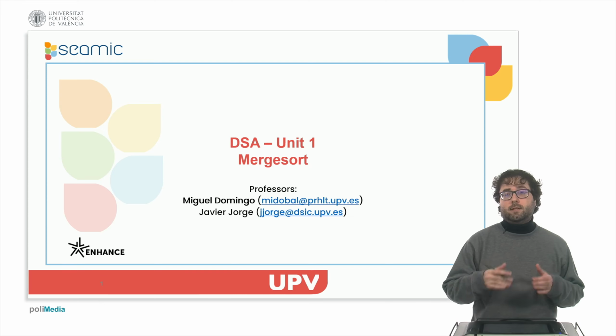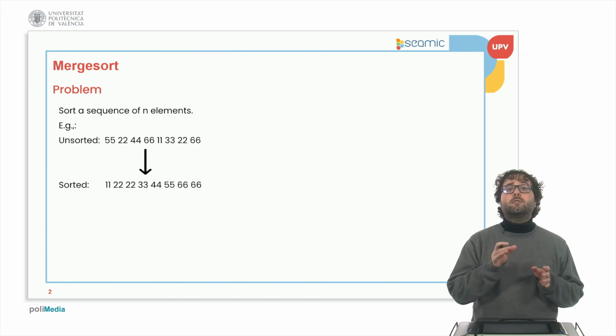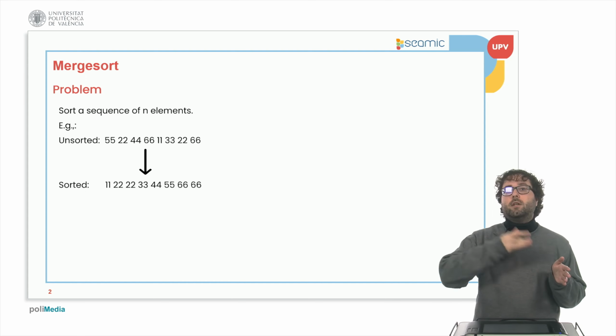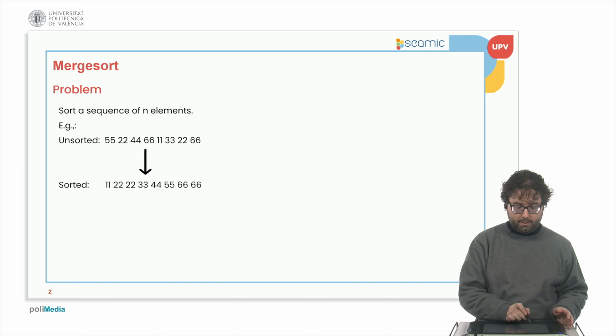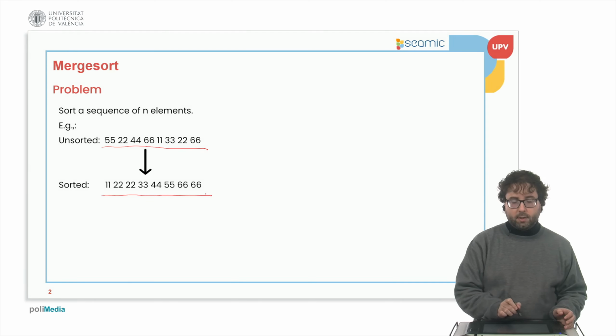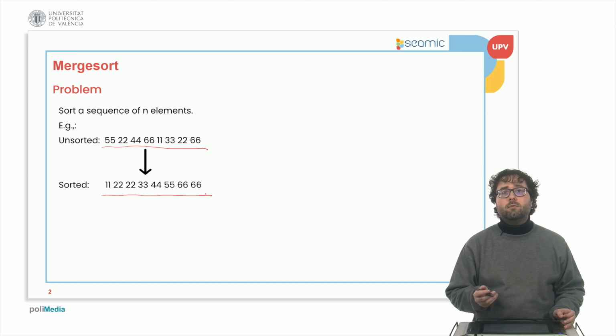This algorithm is a sorting algorithm that, given an unsorted sequence, generates a new sequence with its values sorted from smaller to bigger. Like in this example, we have this unsorted sequence and we try to achieve a new sequence sorted from smaller to bigger.